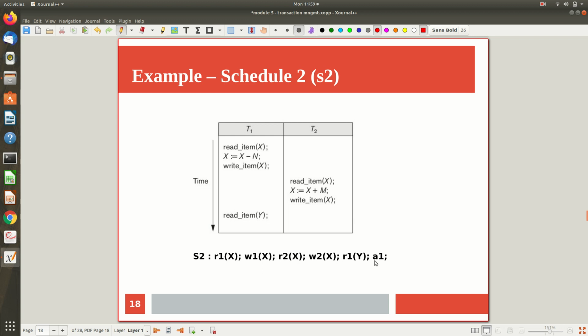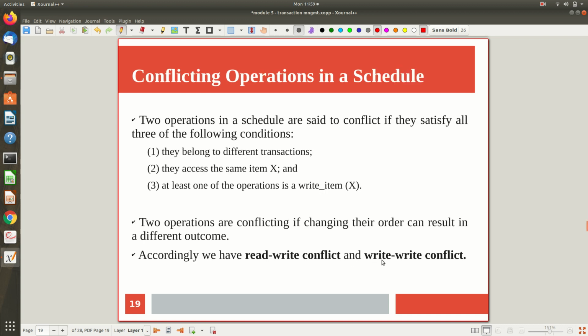Here there is also an abort operation happening. I think you remember this example: after this particular transaction aborted, the temporary update made by it is lost. We studied the temporary update problem, and at that time we took this example. That is why this abort is happening in transaction 1.